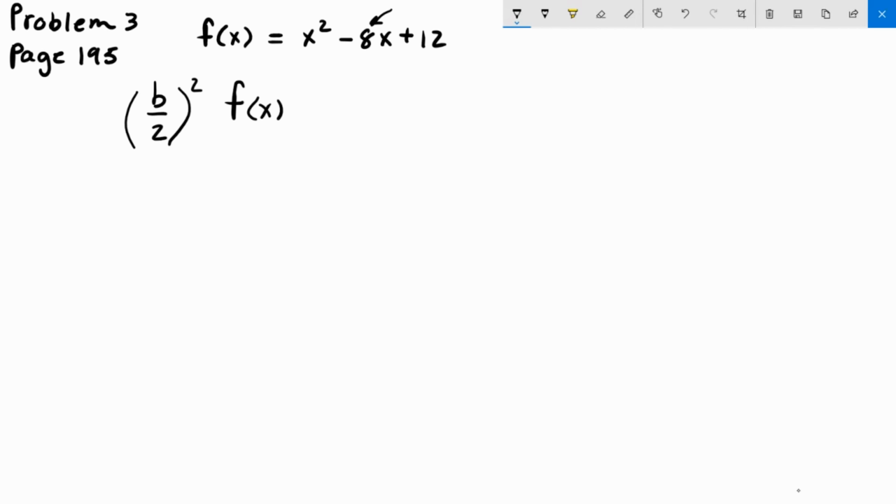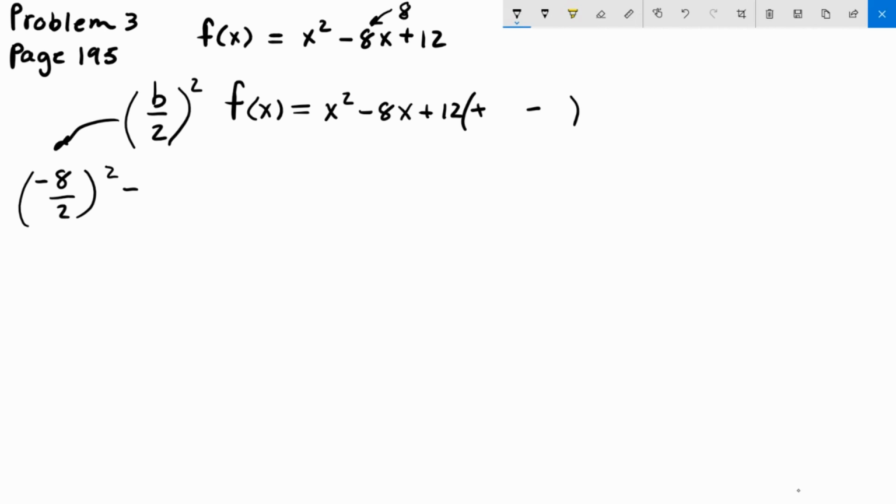And b in this case is negative 8. And then minus the same thing. I'm going to put those in once I solve it. So b is negative 8, so we've got negative 8 divided by 2, squared. Well, that's 16. Add 16 and subtract 16. So in essence, this whole thing is 0, but in order to solve it, it makes it more convenient.